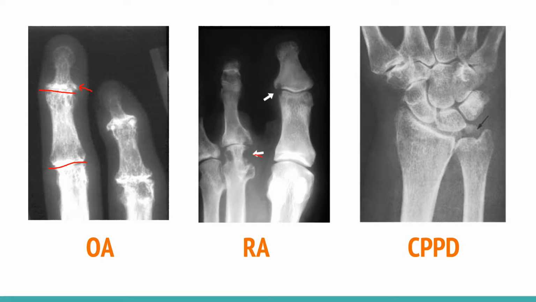For rheumatoid arthritis, you can see periarticular osteopenia and marginal erosions of the joints, which can be seen here and here. This is an x-ray of the foot, but similar changes can be seen in the hand as well. With calcium pyrophosphate deposition disease or pseudogout, you can see calcifications in the wrist joint.